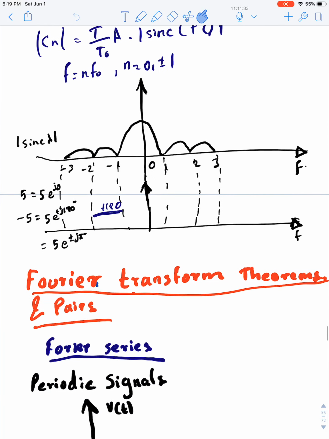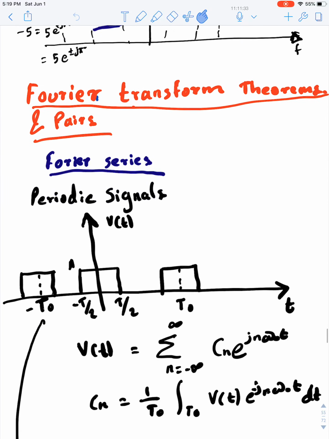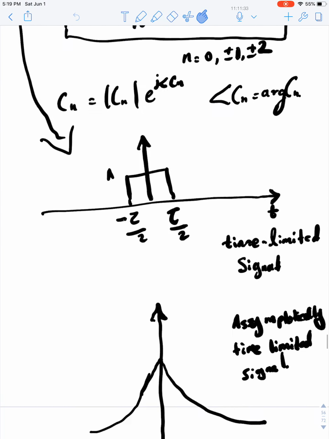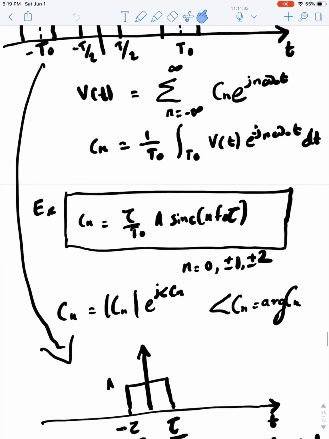Where does this P come from? Fourier transform theorems. Where does this P come from? Okay, here we go. So here is the theorem. Where is that? Is it above this? Where is it showing? This is the one. This is the one, tau over T naught. No, this is the Cn, 1 over T naught.